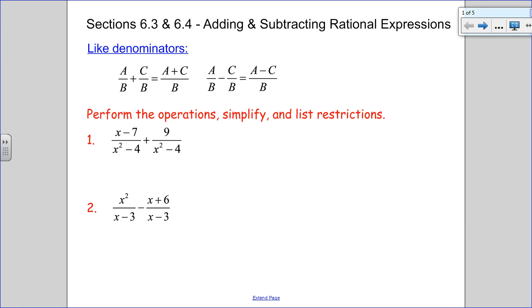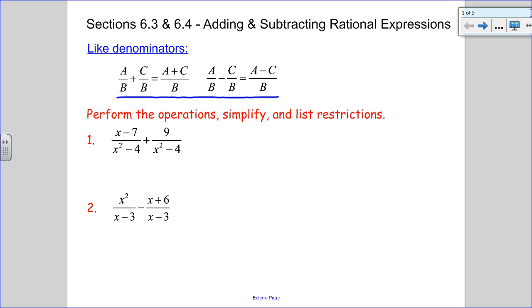Sections 6.3 and 6.4 of your textbook cover the topic of adding and subtracting rational expressions. As with multiplication and division, we can use the processes for addition and subtraction of rational numbers as models to follow when performing these operations on rational expressions. So to add or subtract two rational expressions having like denominators, we simply add or subtract the numerators and keep the same denominator. Let's look at some examples.